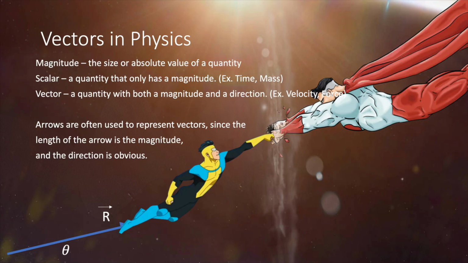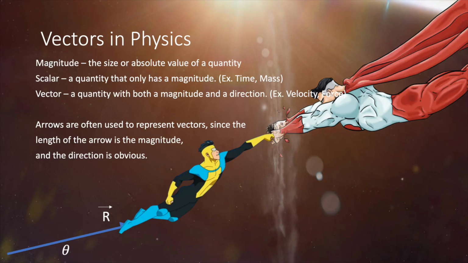Well, time, because you can't go back in time yet. Mass, because you can't just weigh less. You can't have a negative mass. I'm sorry, I'm using more words than I need to, and I'm confusing myself. You can't have a negative mass, so it has to be a scalar.